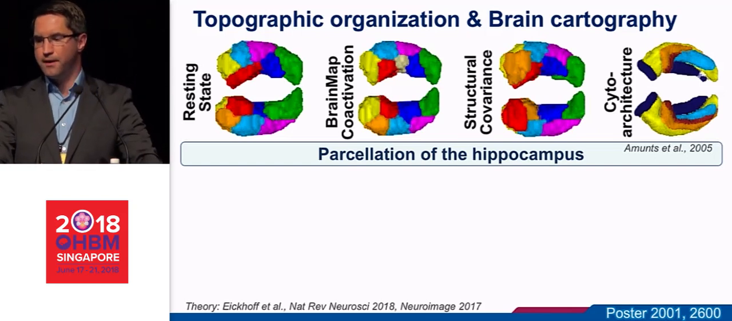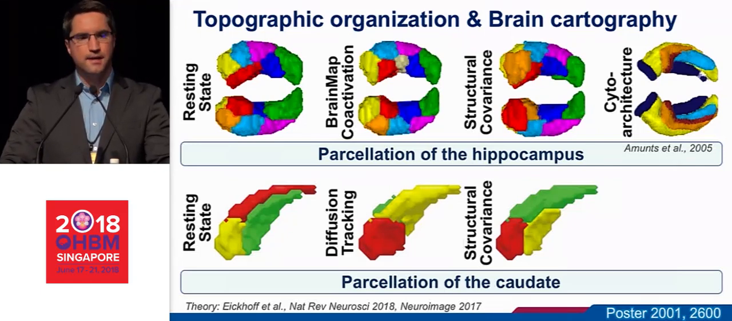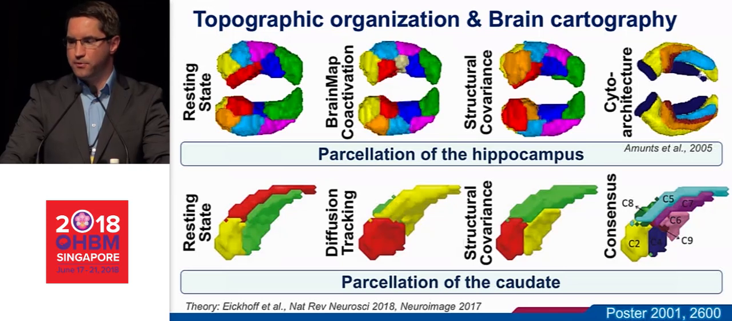But following the same line of ideas, we also had a look at the caudate, and again you can see different parcellations based on resting state, diffusion imaging, and structural covariance. And what we did here is to start exactly the idea that I just mentioned and now apply a consensus clustering, where we say, well, if we take all the information together, what kind of map will we end up with? And this is what you see over here.